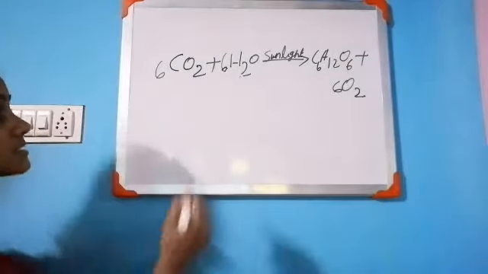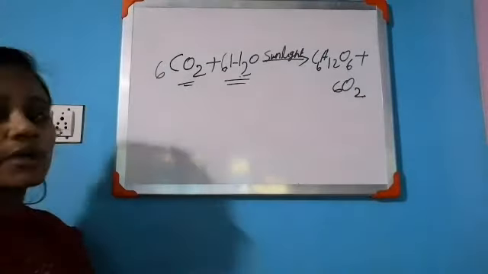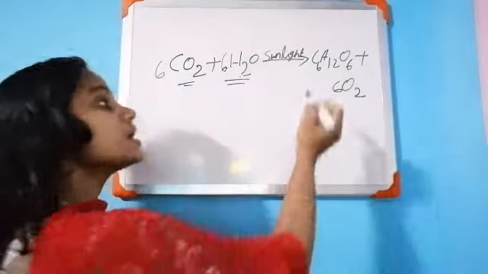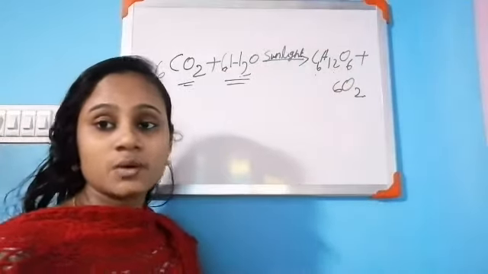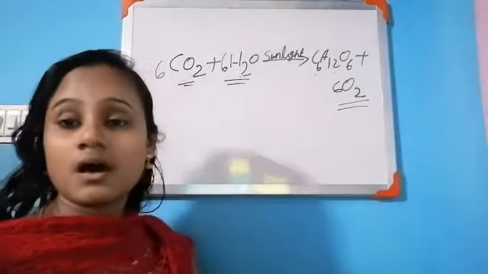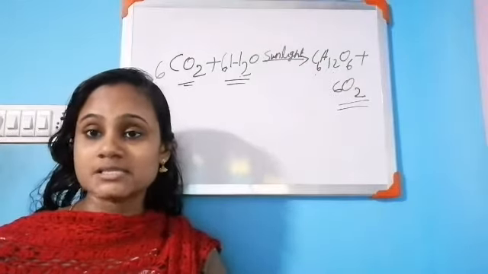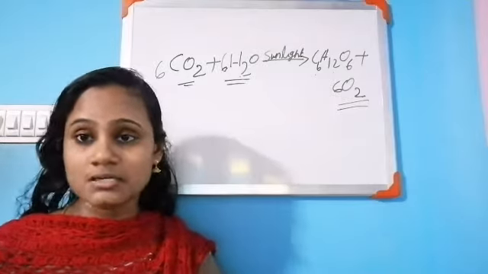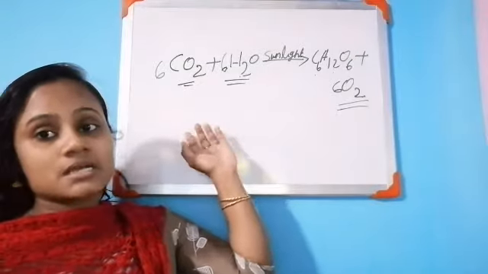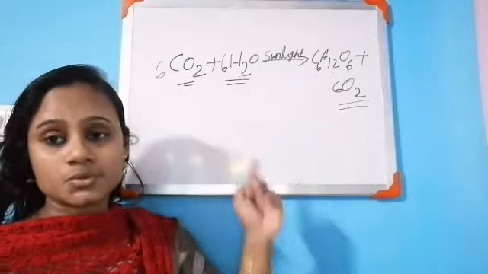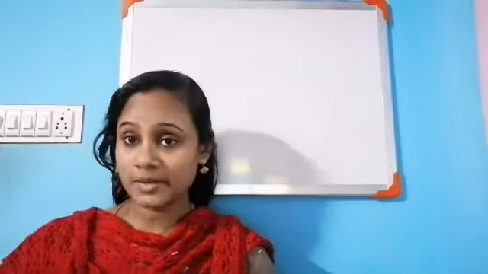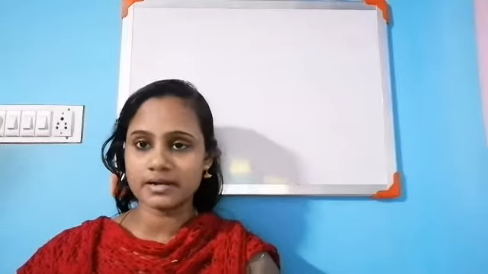For example, carbon dioxide combines with water in the presence of sunlight to form glucose. What is the formula of glucose? C6H12O6, and releases oxygen gas. Some chemical reactions take place in the presence of sunlight. This type of reaction is called a photochemical reaction. Example, photosynthesis. Carbon dioxide reacts with water in the presence of sunlight to form glucose, C6H12O6, and releases which gas? Oxygen gas.